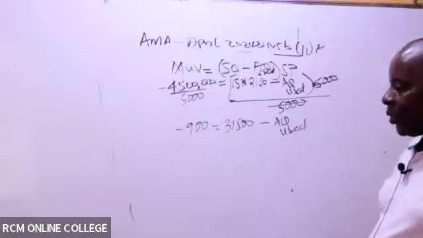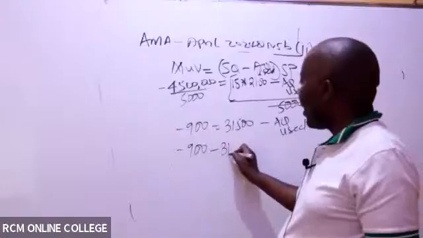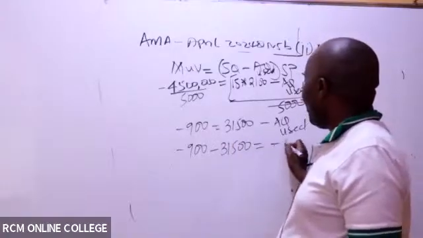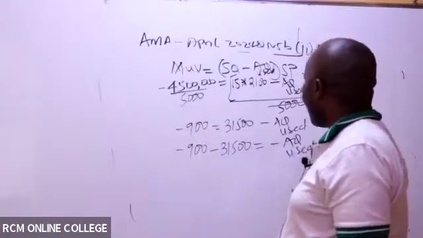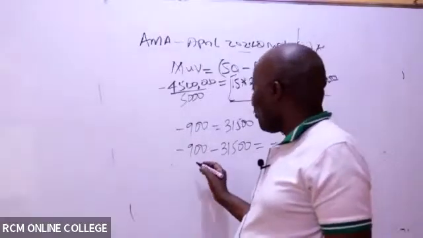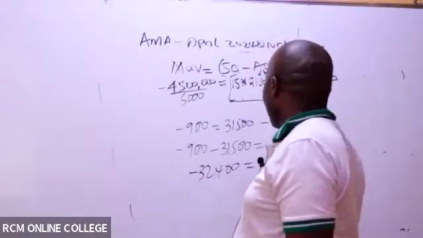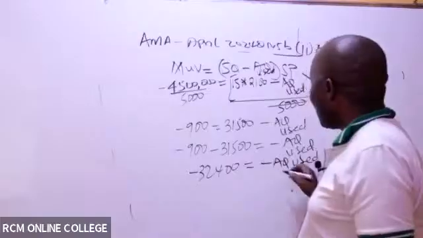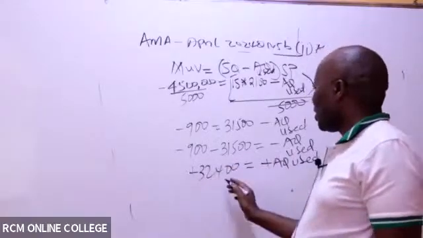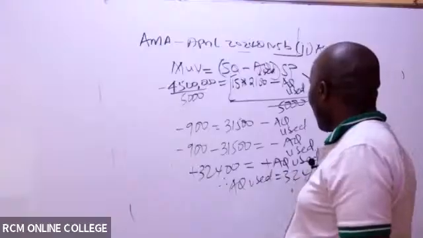So then you take this to the other side. It will be minus 900 minus 31,500 equals minus AQ used. So this minus this gives me minus 32,400 equals minus AQ used. So the minus and minus cancel out. Therefore, the AQ used will be 32,400.